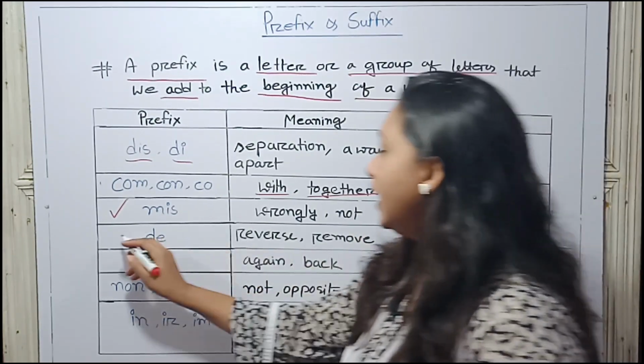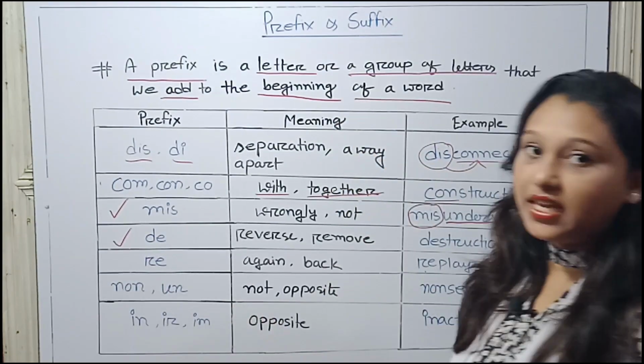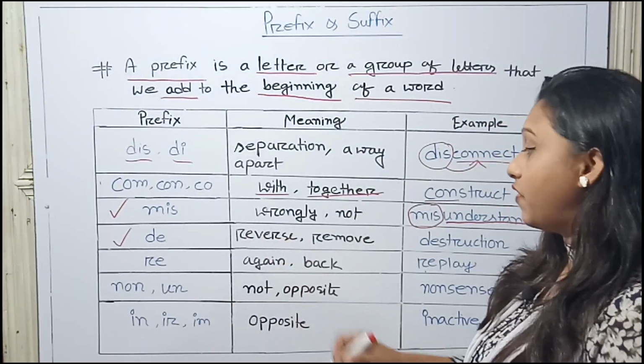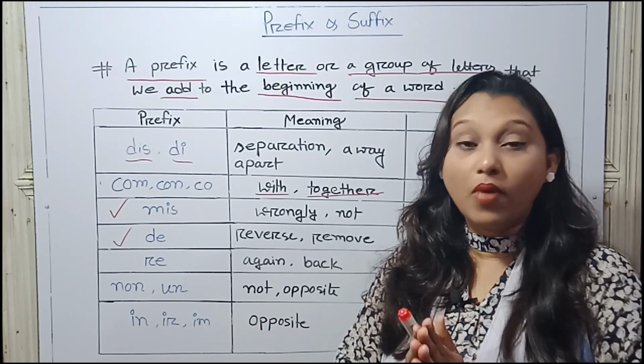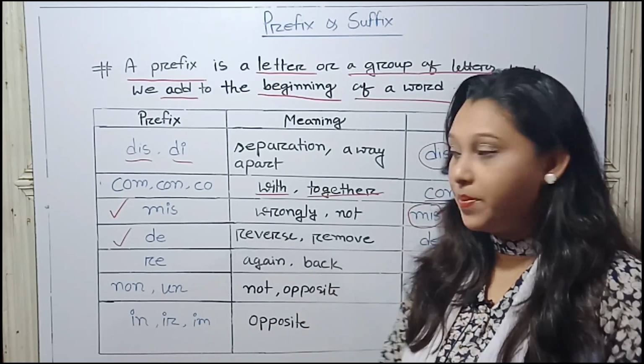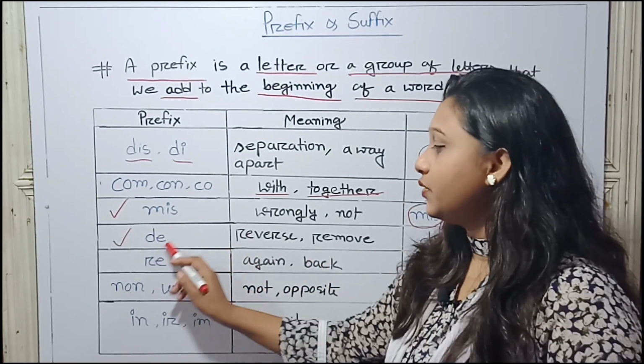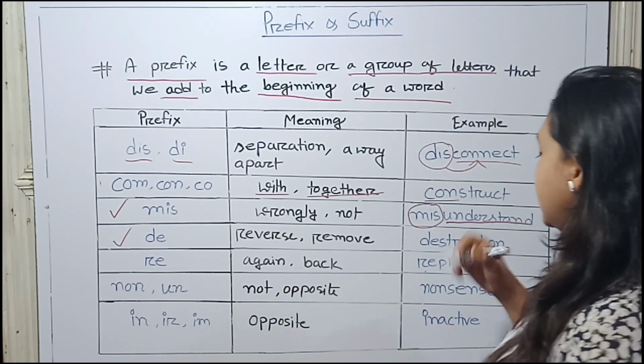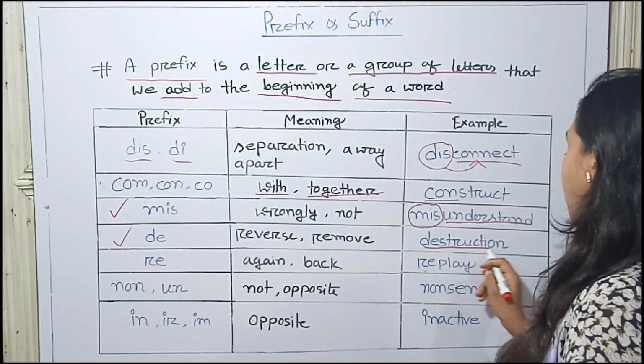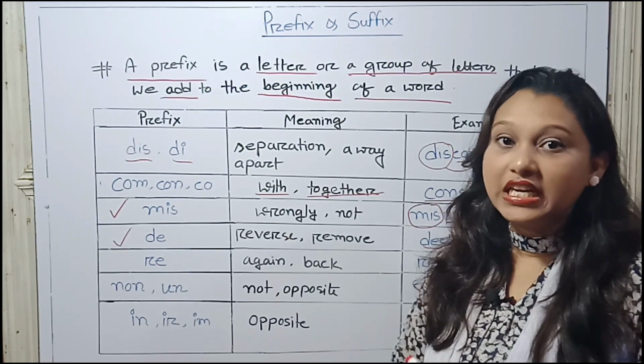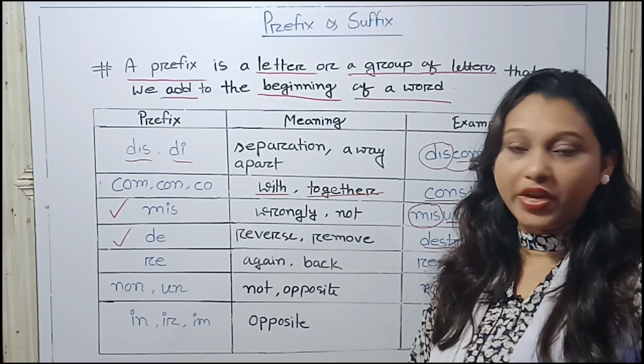Well, dear students, next one is de, which means reverse or remove. If you want to remove something, make something disappear, then in that case you can use de. Here is an example: destruction. Destruction means to ruin.